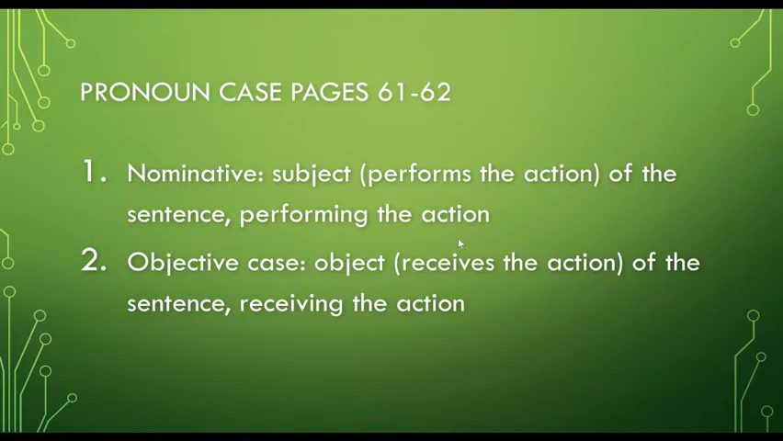When you're looking in your grammar book, there's a list of pronouns there. You want to use the nominative case when your pronoun is acting as the subject of the sentence or performing the action. So is it performing the action? Then we're going to use nominative case, which means we're going to be using we. You'll use the pronouns in the objective case when your pronoun is acting as the object, receiving the action of the sentence.